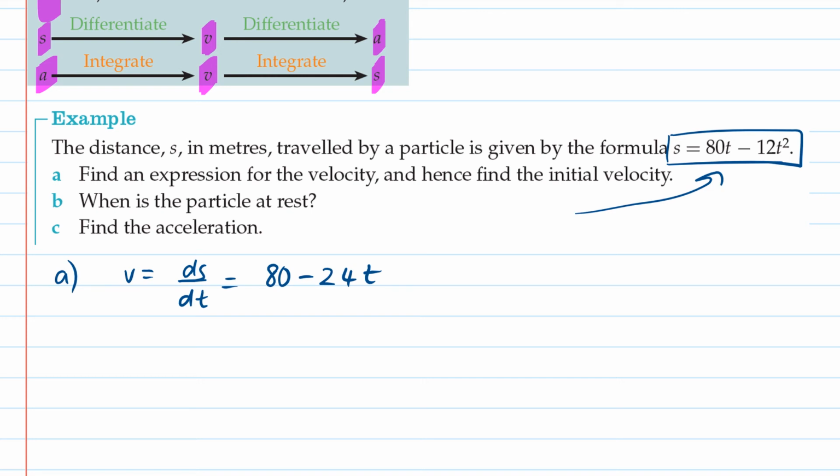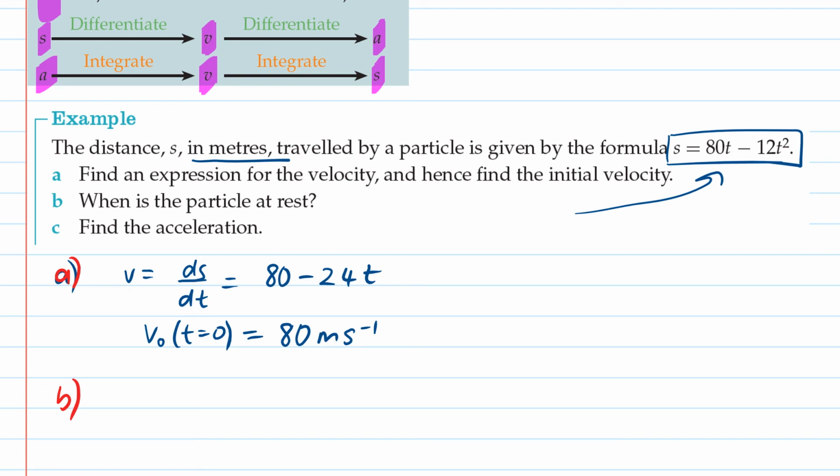And it says hence find the initial velocity. Well, initial velocity will be when t equals 0, and so we put 0 in for t, and so 80 would be our initial velocity. Our units are meters, and time I'm guessing is in seconds, so I would say meters per second.